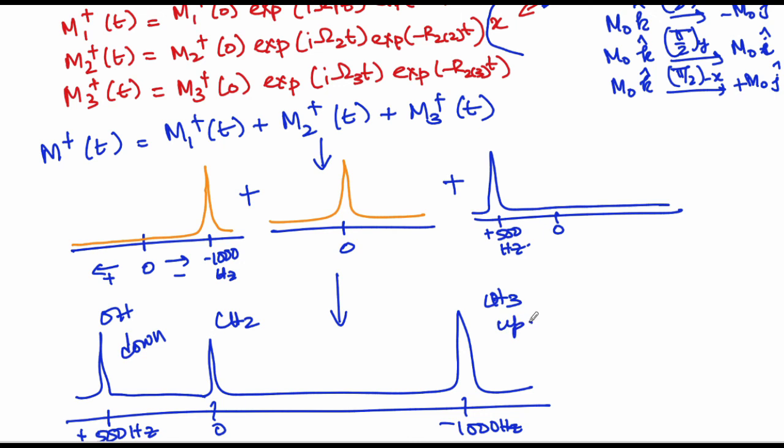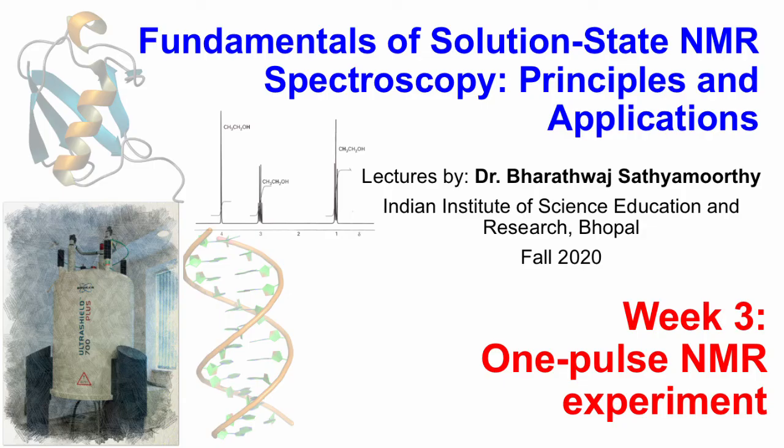Let's say you take a sample and put it in the NMR spectrometer and run a simple one-dimensional NMR spectrum, you will nicely get 3 resonances. As we go further in this lecture, you will be able to understand how the multiplicity ends up coming.